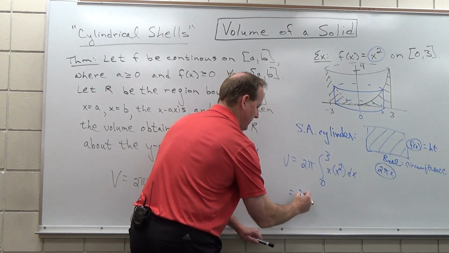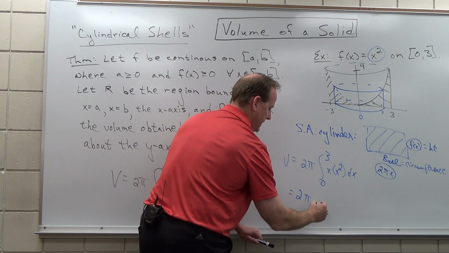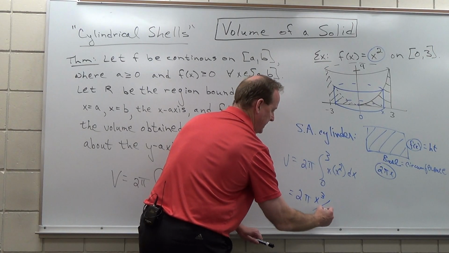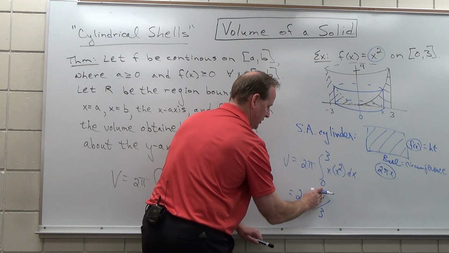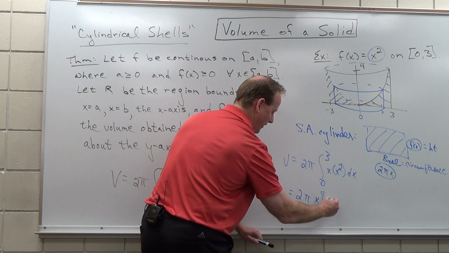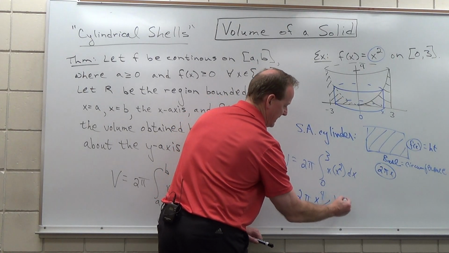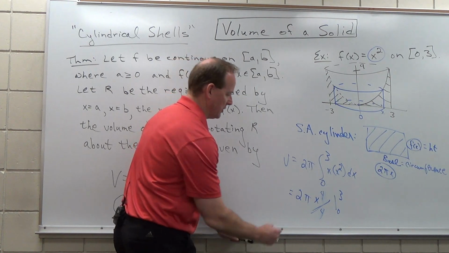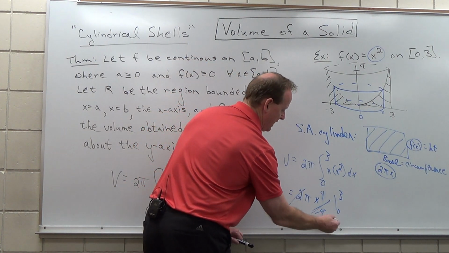So figuring this out, we've got 2 pi and then x cubed. Excuse me, the integrand is x cubed. So the antiderivative of x cubed is x to the 4th over 4, right? And then we're going to evaluate that from 0 to 3. So doing this, I can cancel the 2 and the 4.